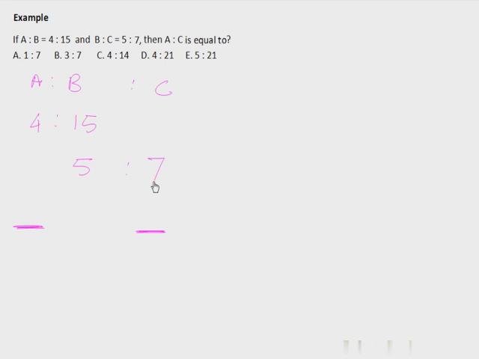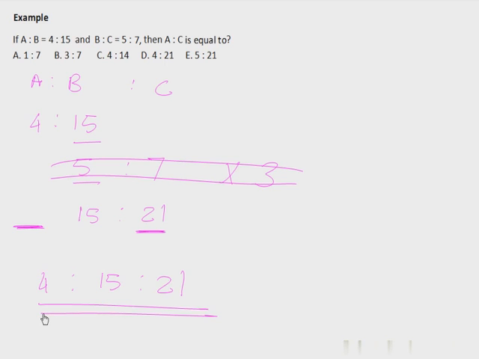Well, this is 15 and this is 5. So I multiply this ratio by 3. If I multiply the second ratio by 3, I get 15 is to 21. Now I can get rid of this ratio. And now I see B is the same. So when B is 15, A is 4 and C is 21. So I can write the ratio as 4 is to 15 is to 21.